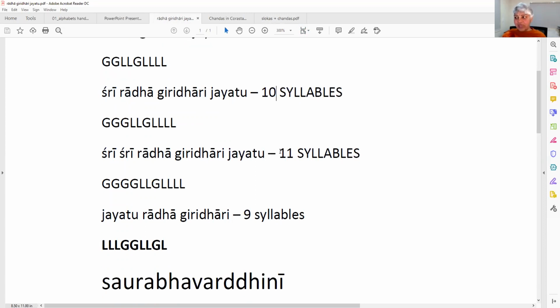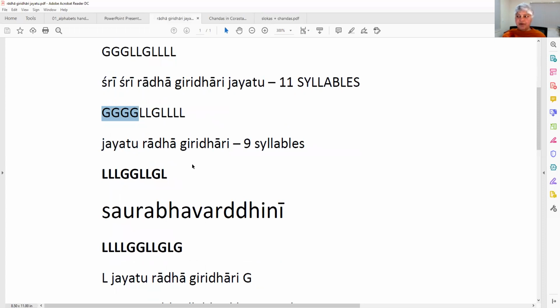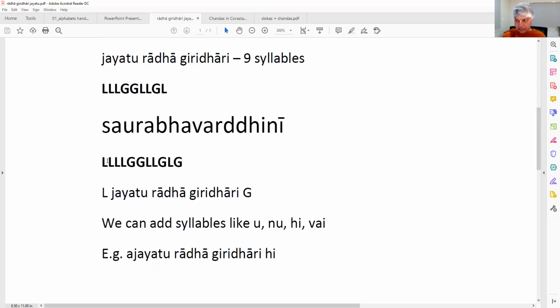So then I went even one better. I said, okay, maybe if I did 11 syllables and I went Shri Shri Radha Giridhari Jayatu. Didn't work either because now I've got Guru Guru Guru Guru Laghu Laghu, which is quite a difficult kind of meter. So then I brought it down to 9 syllables again. I said Jayatu Radha Giridhari. I put the Jayatu in front. And now I had this particular string, which is Laghu Laghu Laghu Guru Guru Laghu Laghu Guru Laghu, with 9 syllables, which happens to be the middle portion of a meter called Saurabhavardhini, which is 11 syllables, not 9. Now I've got Jayatu Radha Giridhari, which is 9 syllables, this pattern, which is sitting in the middle, but then I need a Laghu in front and a Guru at the back.